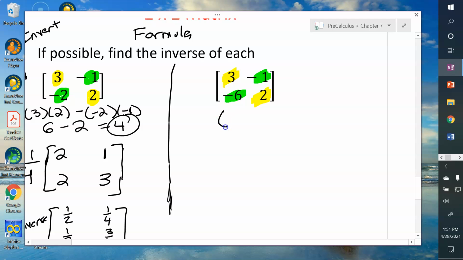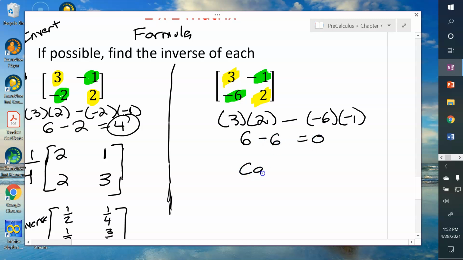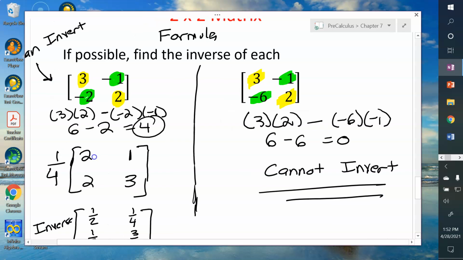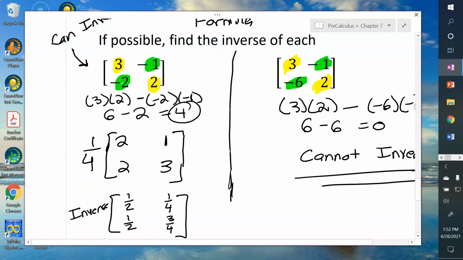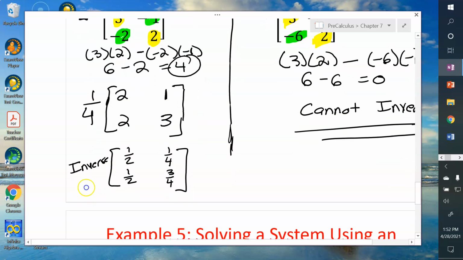So I'm going to take the yellow, the 3 times the 2, and I have a -6 times -1, that's the other diagonal. Put a subtraction between both of those, and I get a 6 minus a 6. That equals 0, so you cannot invert this. If you get a 0 when you do that multiplication, you can't invert it.